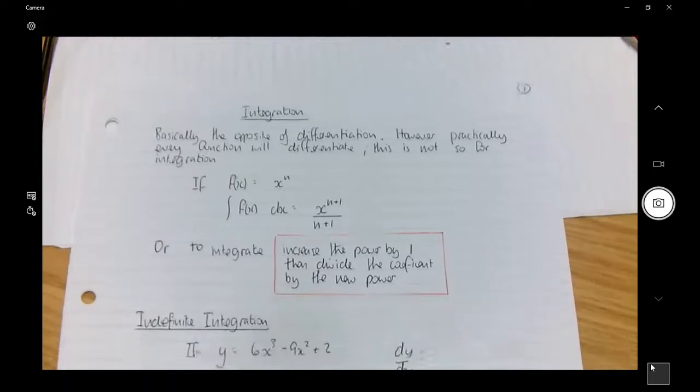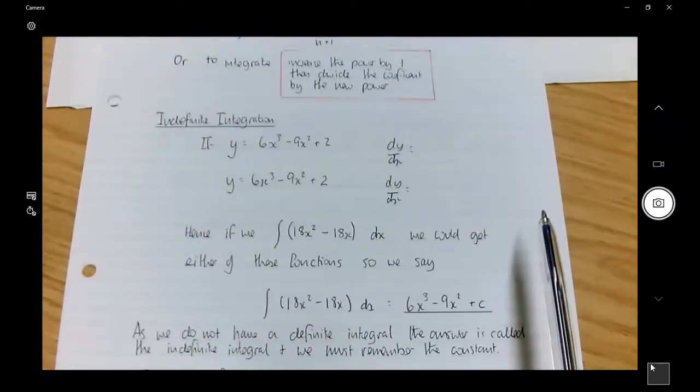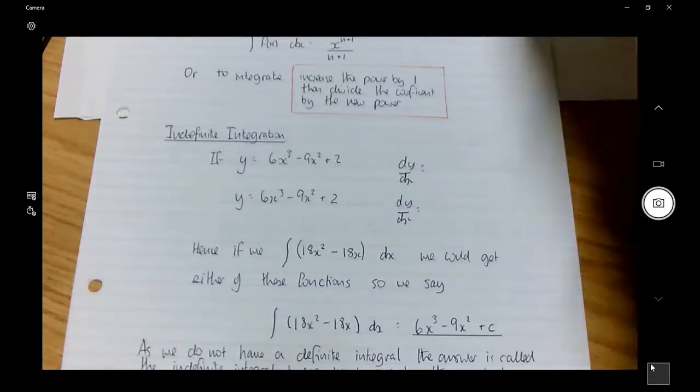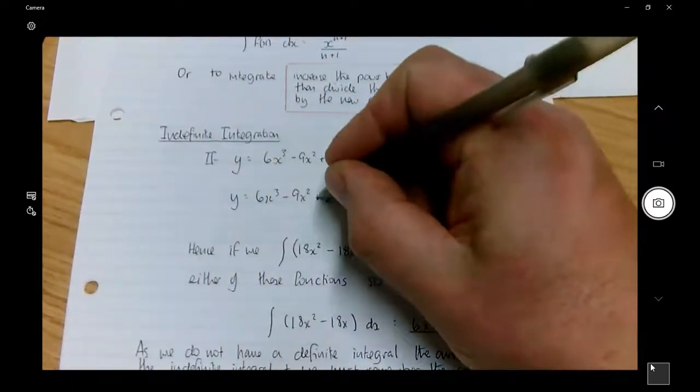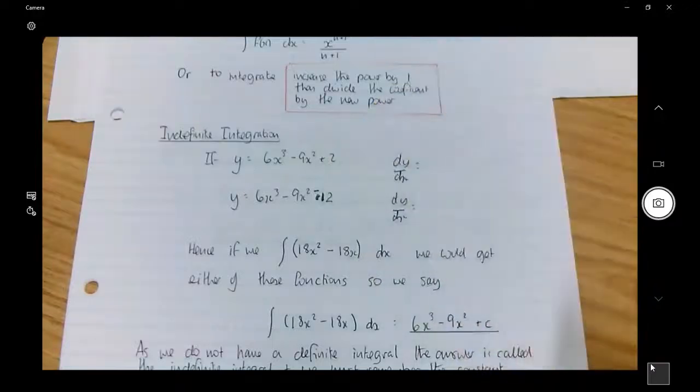Now, we're going to look at, for a start, indefinite integration. And perversely, I'm going to start by differentiating. Hang on a minute. There's a mistake on this question here. I'm going to change this. I've made a mistake. If I just make that minus 12, rather than, we did the same thing twice.